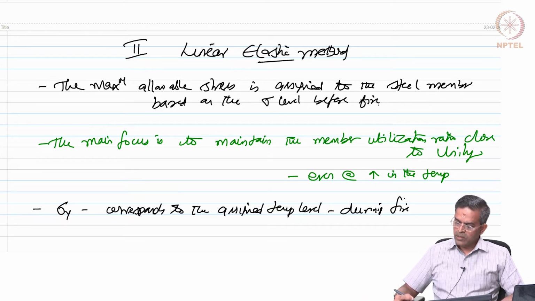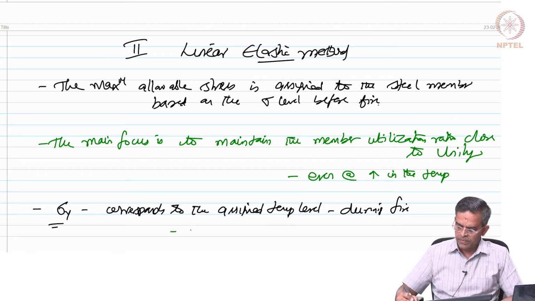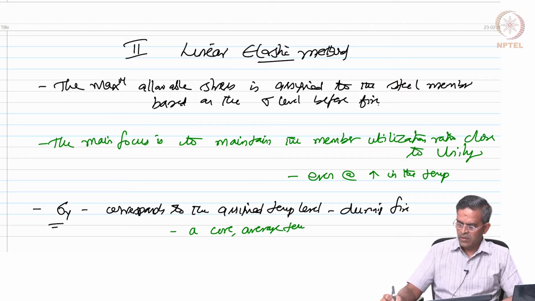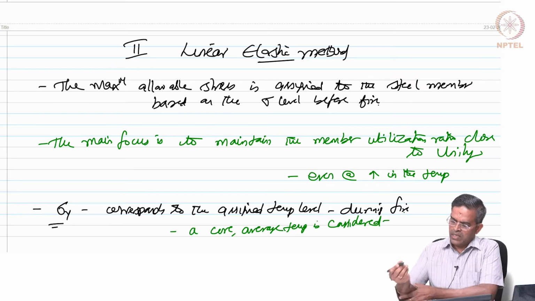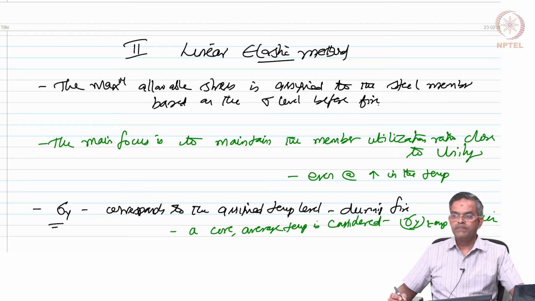Okay. So, when you talk about the temperature variation during fire, you may ask me a question, what temperature should I consider for estimating sigma y from the material property? That is a good question. You can have a maximum temperature, you can have a minimum temperature. So, what we generally consider is the core average temperature, and the equivalent sigma y at that temperature is taken for design. Okay.